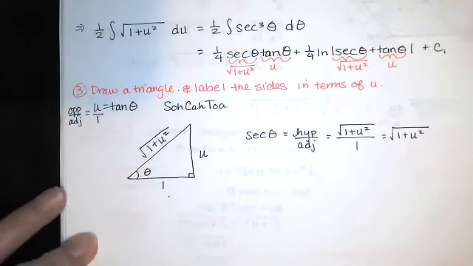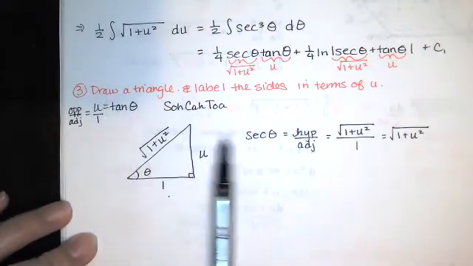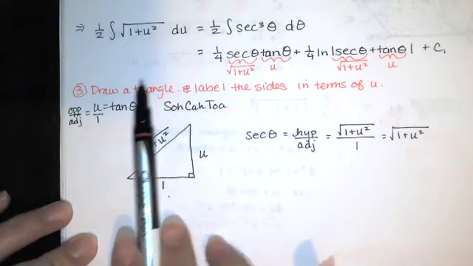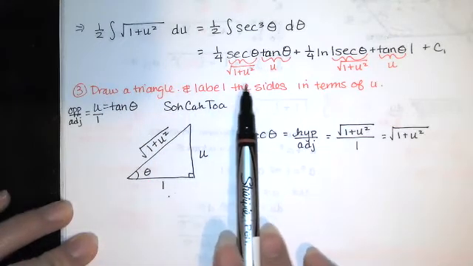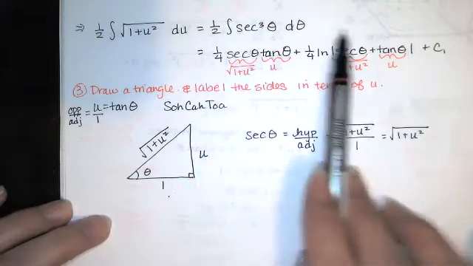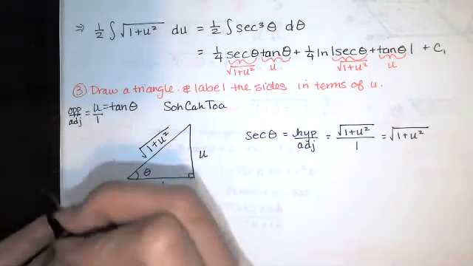Okay, and that triangle served its purpose now. Once you've drawn your triangle and labeled the sides, you write your answer entirely in terms of the original variable.